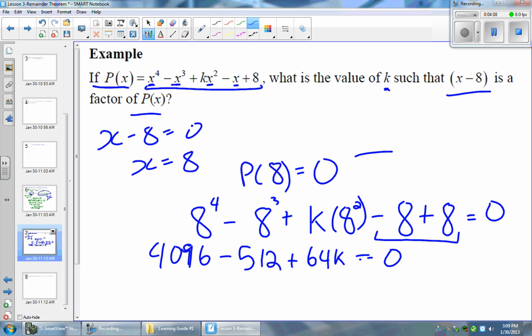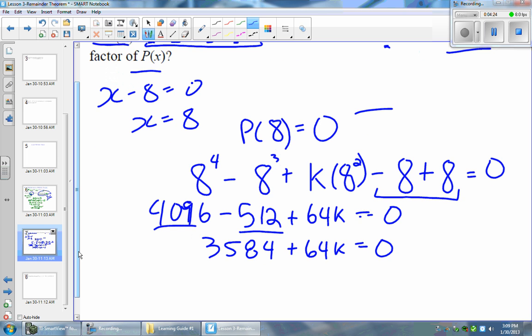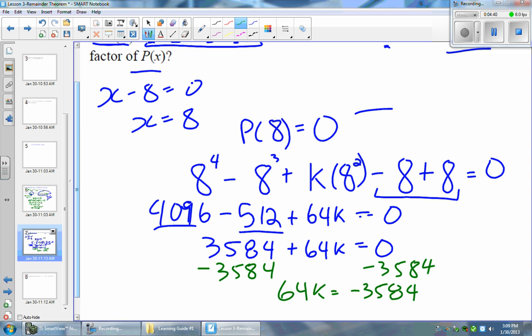Let's simplify even further here. If we combine these two like terms, we get a value of 3,584, plus 64k, and this is equal to 0. Okay, so next step would be to subtract 3,584 from both sides. And I'm left with 64k on the left-hand side and negative 3,584 on the right-hand side.